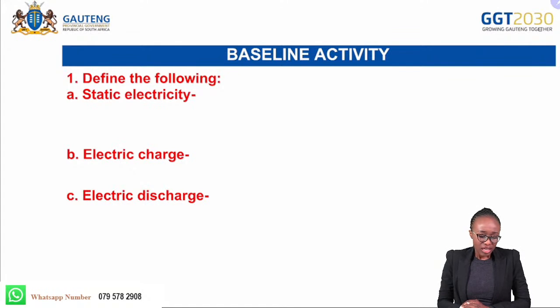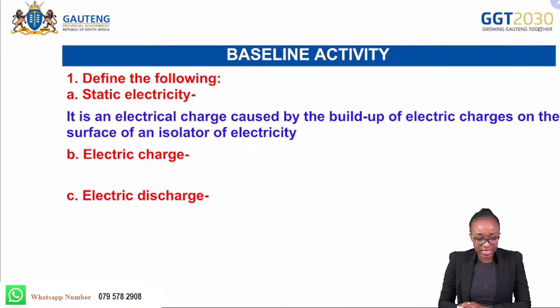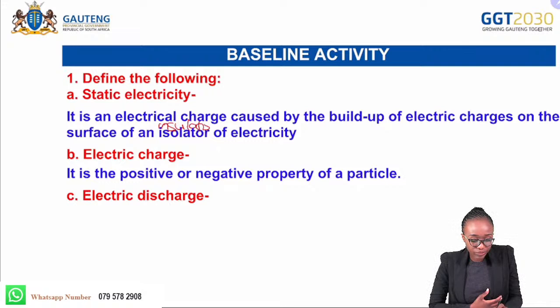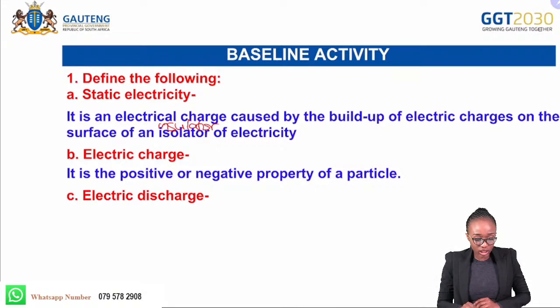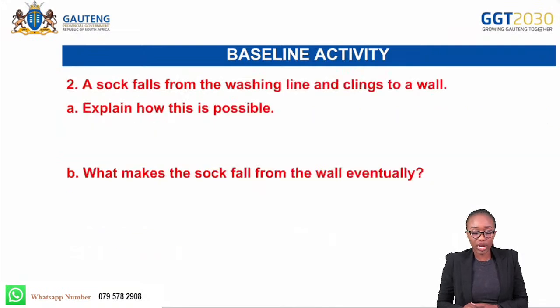So the first definition that was required is for static electricity. Static electricity is an electrical discharge caused by the buildup of electric charges on the surface of an insulator of electricity. And then electric charge is the positive or negative property of a particle. Remember, we said particles are capable of being charged last week. And then electric discharge is the release of electric charge through a solid, liquid, or a gas. For example, lightning, if you remember from our lesson last week.